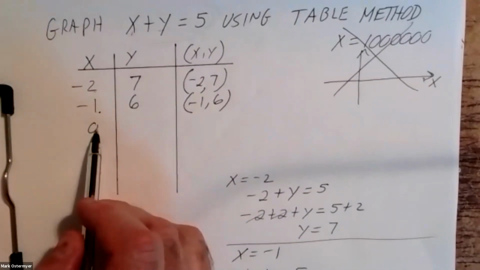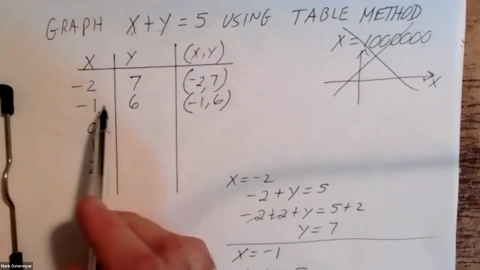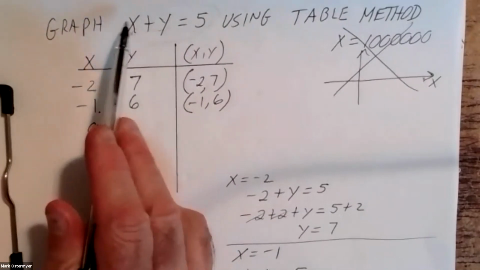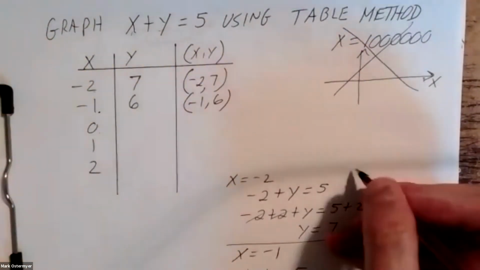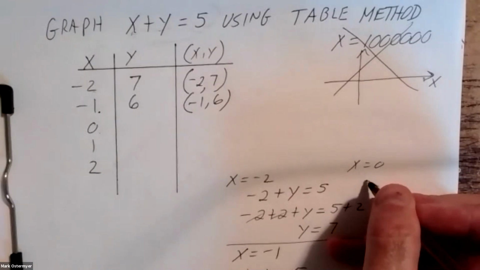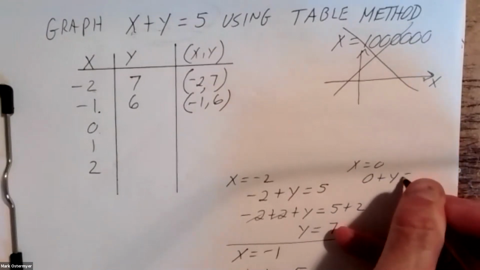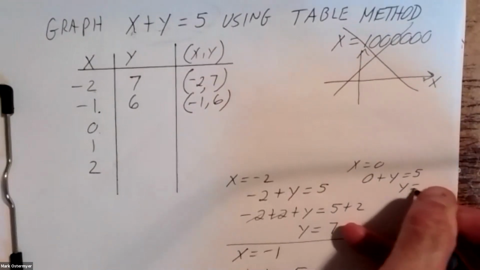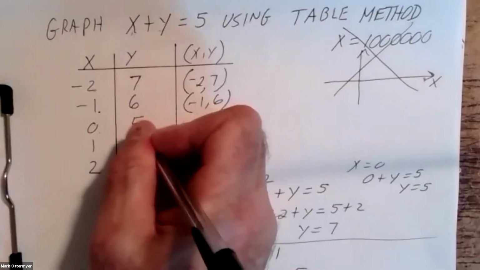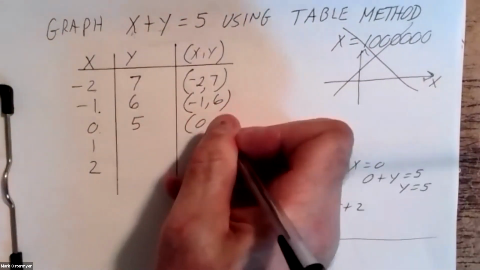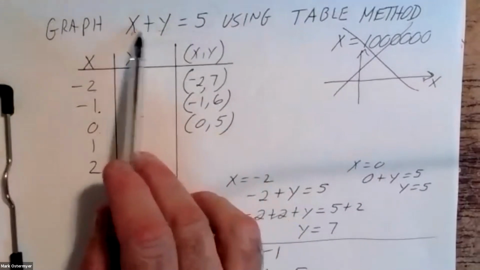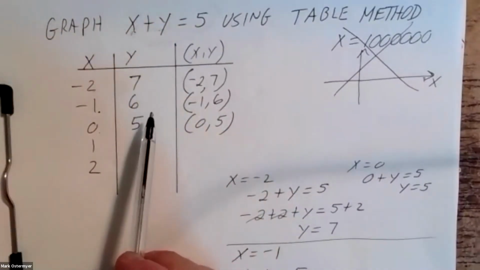If x is equal to 0, y would be equal to what? If I replace the x variable with 0, we would have 0 plus y equals 5, which means y would be 5. (0, 5) is yet another ordered pair solution to this equation.